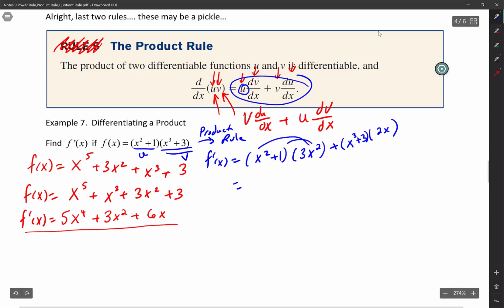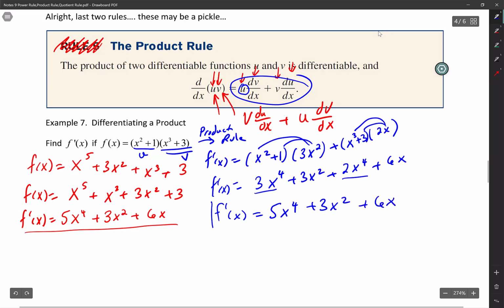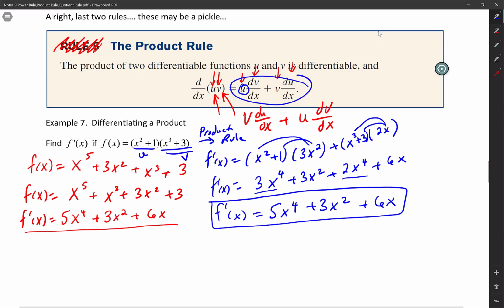I'm just going to distribute, guys. I'm just doing algebra because I already found the derivative. 3x to the fourth plus 3x squared plus 2x to the fourth plus 6x. At first glance, you're like, Chavez, that does not even equal what you had earlier in red. And no, it does. Combine like terms. 3 and 2 is 5x to the fourth, plus 3x squared, plus 6x. Look at that. Is it the same? Yeah, it is the same.